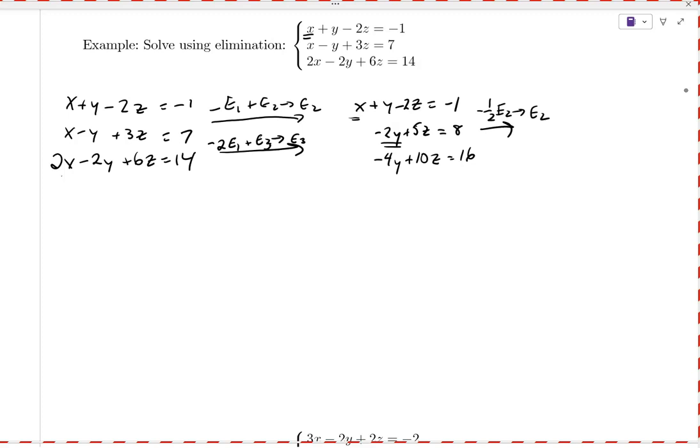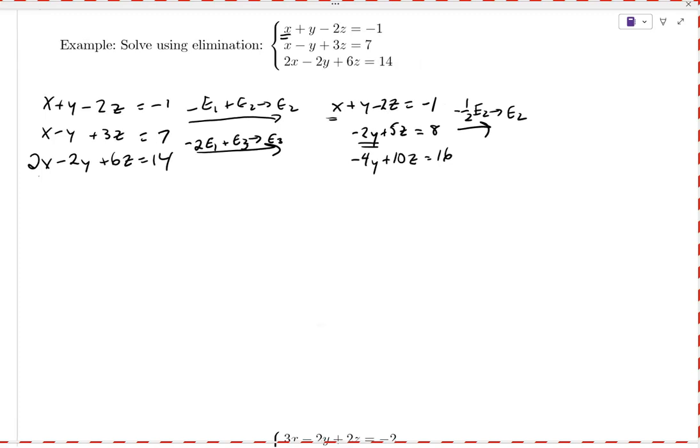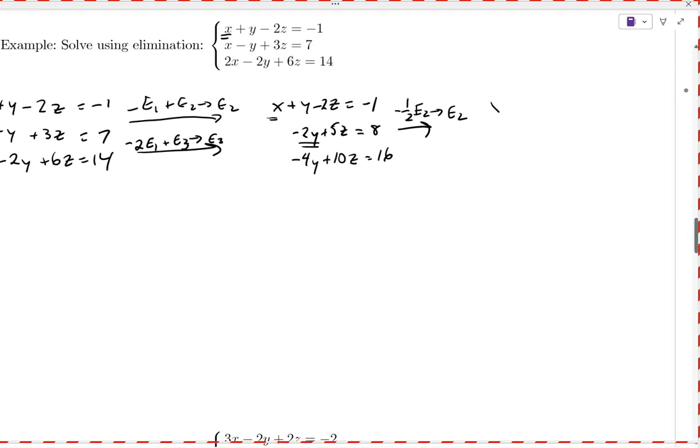right? So when we divide everything by negative 2, we don't change the first equation at all. The second equation becomes y minus 5/2 z equals negative 4. And we don't change the last equation.